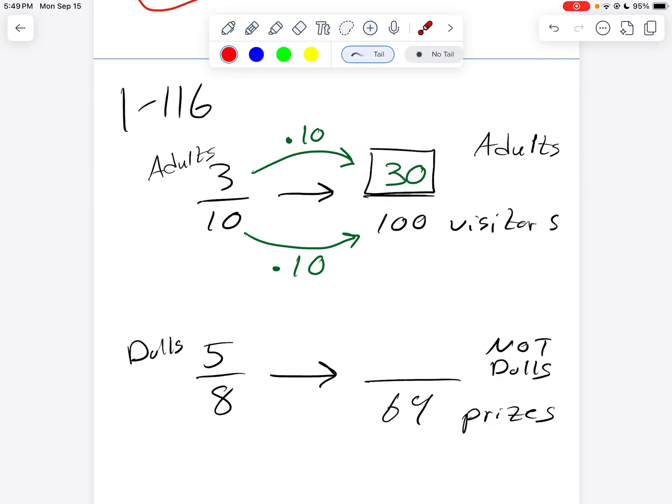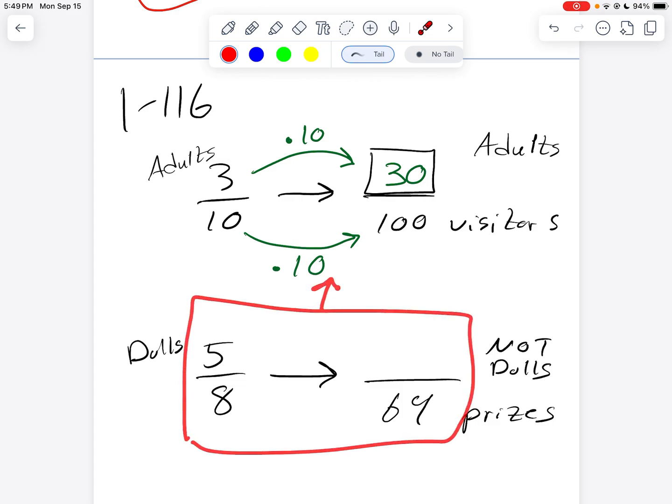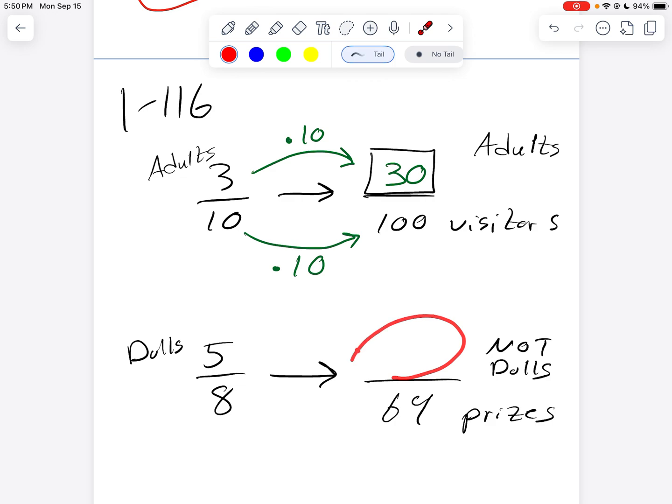Now the next one, done the same way, except they kind of try to throw a curveball at you a little bit. It says 5/8 of the prizes are dolls. Okay, so of the 8 prizes, 5 of them are dolls. Now, the question they're asking is, if there are 64 total prizes, how many are not dolls? Okay, now what's the easiest thing to do here is to figure out how many it would be dolls like we did up here, and then we are just going to have to see how many are left over.